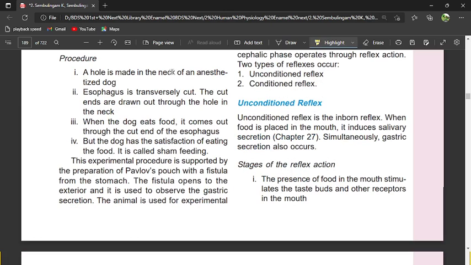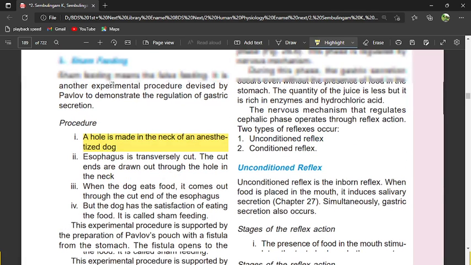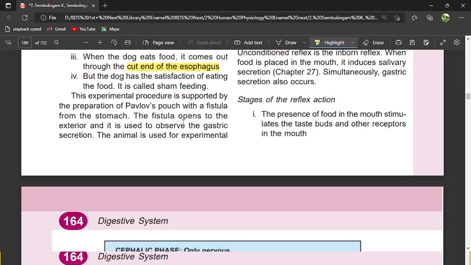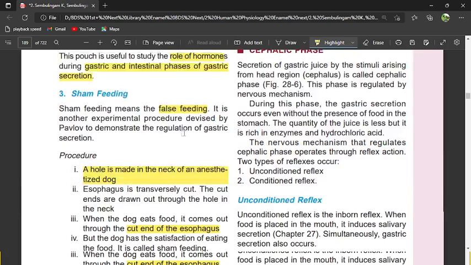A hole has been made in the neck of the anesthetized dog. The esophagus is transversely cut, and the cut end is drawn out through the neck. So when the dog eats the food, it comes out through the cut end of the esophagus, but the dog is satisfied by the sham feeding, so the fistula opens to the exterior of the gastric wall.